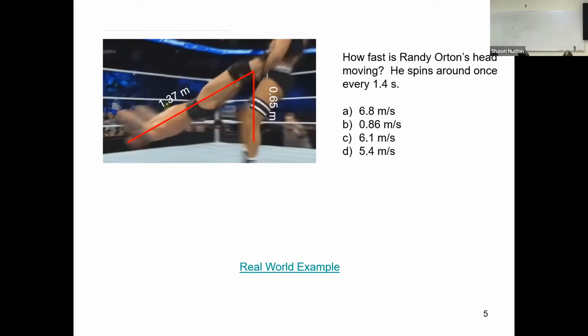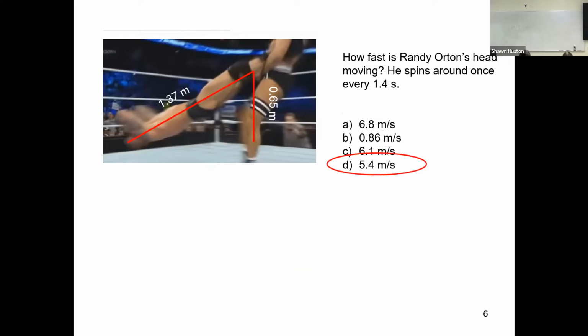Let's see. The most popular answer was C. Nobody picked B. The correct answer is D. So let's see what happened there. I'm gonna write down what we've got on the screen. 1.37 meters there, and 0.65 meters there, and the period is 1.4 seconds.